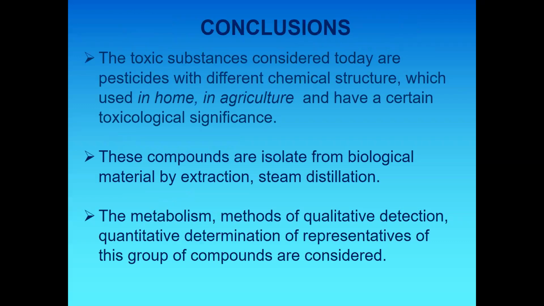So, the toxic substances considered today are pesticides with different chemical structure, which are used at home and in agriculture and have a certain toxicological significance. These compounds are isolated from biological material by extraction and steam distillation. The metabolism, methods of qualitative detection, and quantitative determination of representatives of this group of compounds are considered.